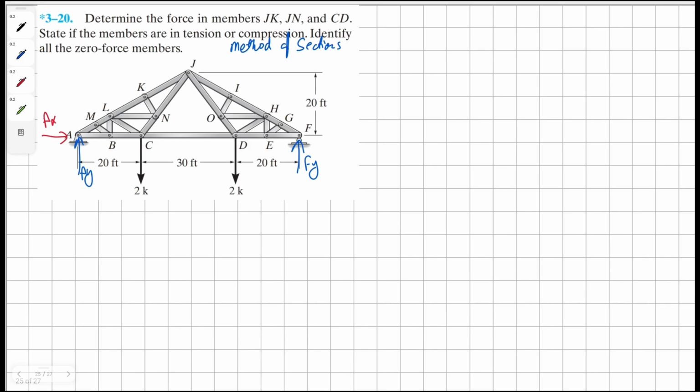Determine the force in members JK, JN, and CD. State if the members are in tension or compression. Identify all the zero force members.